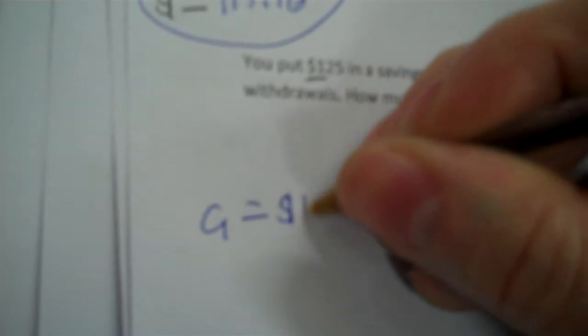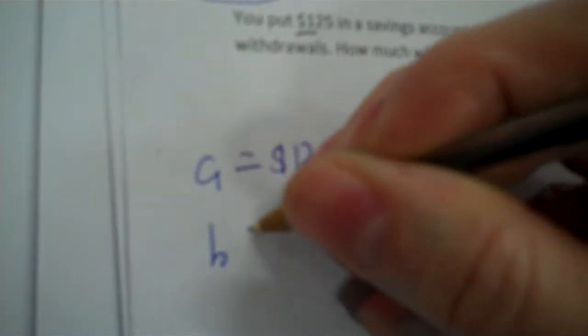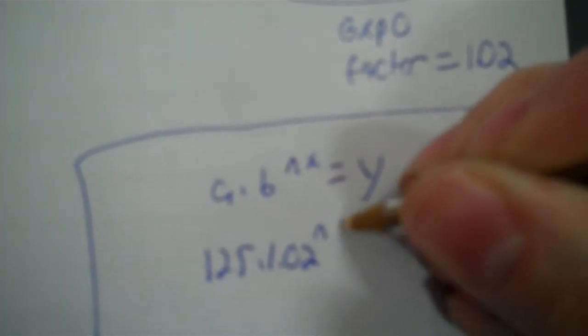Okay, now just go right to your A times B to the X power equals Y. Now, A is where the Y started at. Dollars is Y. So what dollars did we start at? We started at 125. Then my B is easy to find. It's the 1.02, okay? So it'd be 125 times 1.02 to the power of X equals Y.